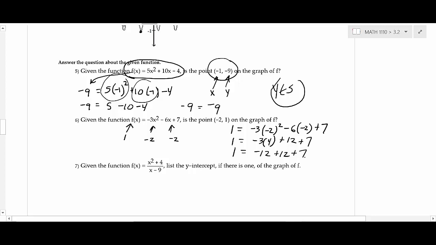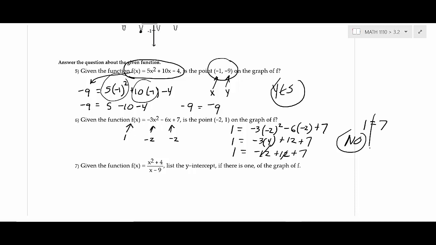Is that working? Doesn't look like it's working. Okay, so if you did your arithmetic, I went ahead and did the arithmetic up here. If you did the arithmetic right, you get 1 is equal to 7. So that would mean that no, that's not a solution, because those two numbers are not equal. That's just an arithmetic problem. Plug in the 1 for the function value and plug in -2 for the x. That's how you tell if something is a point on the function or not.